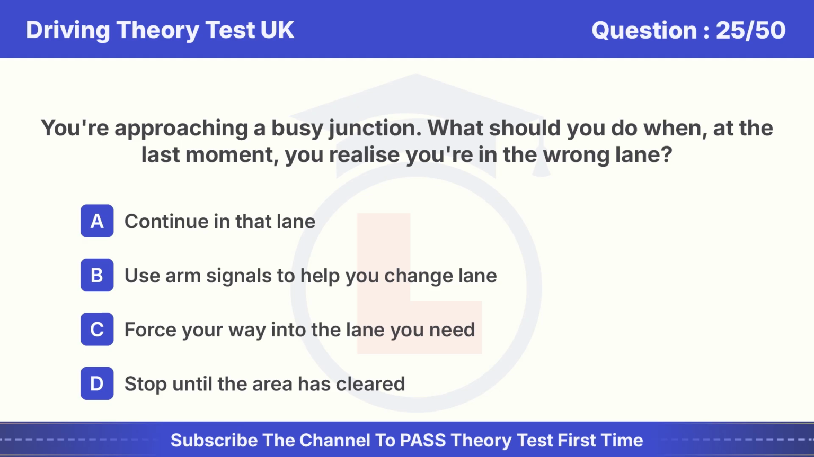Question 25. You're approaching a busy junction. What should you do when, at the last moment, you realize you're in the wrong lane?